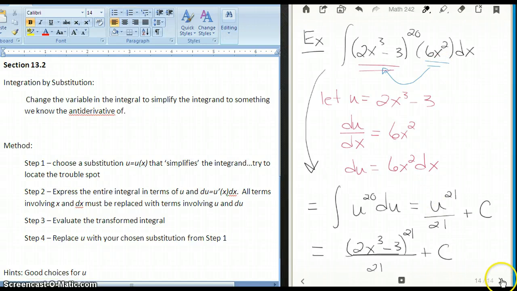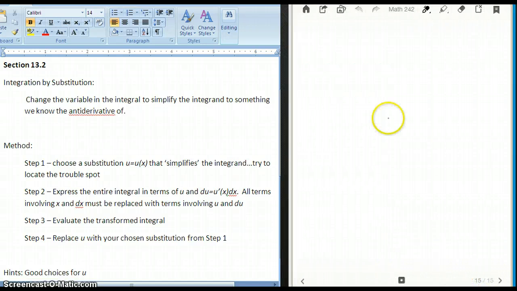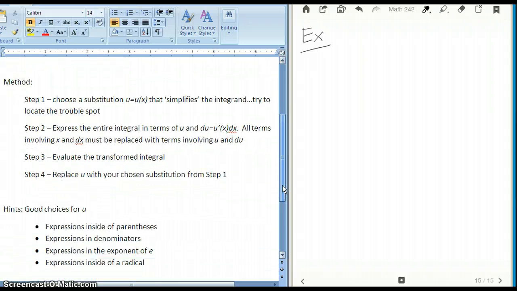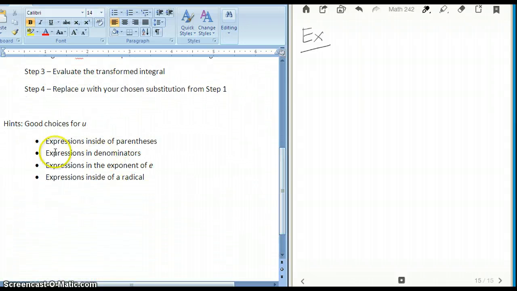Okay, so let's try another one, because we're just going to keep doing examples. The best way to see these is to do examples. Before we do the next one, I can give you a couple of hints. So here are some good places to look for your choice for u, for your substitution. Insides of parentheses, we've already seen that inside of parentheses is a great place to select a u. That's the location of a trouble spot when things are yucky inside of the parentheses being raised to a power or something.